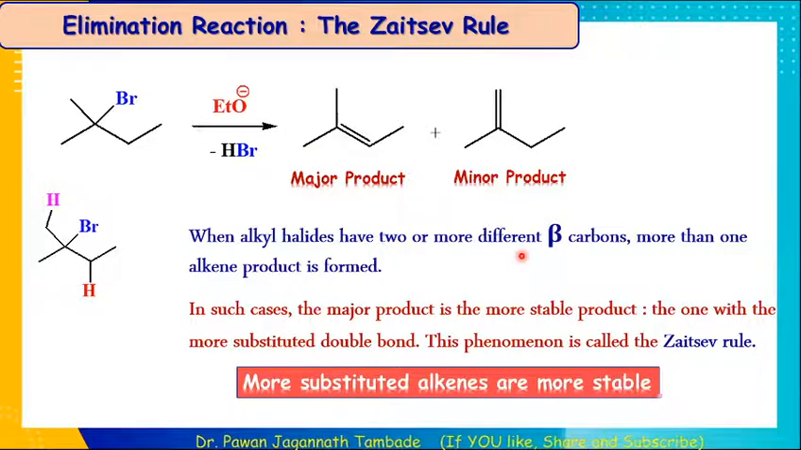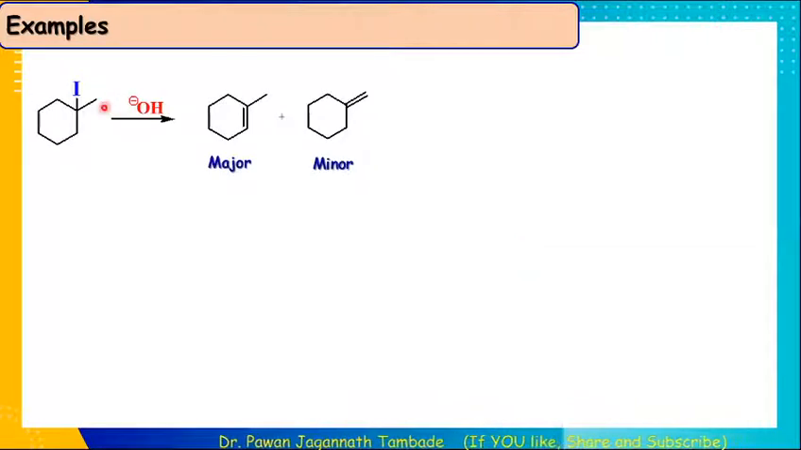So according to Zaitsev, more substituted alkenes are more stable, and during an elimination reaction, if there is a chance of formation of more than one alkene as a product, then more substituted alkenes are always the predominant products, that is, they are in major quantity. Now we will see one example for Zaitsev rule. So look at this molecule.